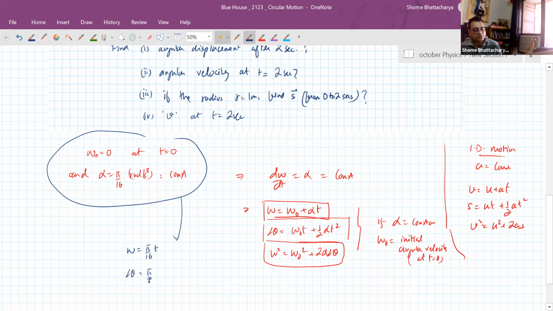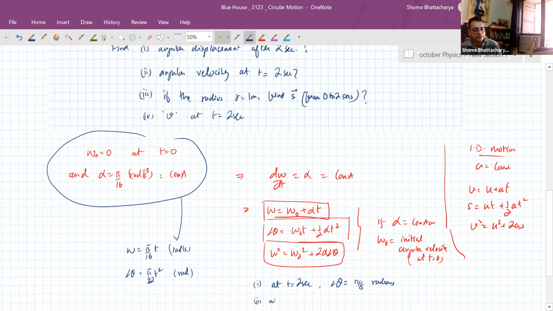time will become pi by 32 t square, because omega naught is 0 and alpha is pi by 16 radians per second square. So this will be radians. So the first part, at t equal to 2 seconds, you can see that the angular displacement would have become, substitute t equal to 2, so pi by 32 into 4, so pi by 8 radians. So it's gone 45 degrees along the circle in that much time.